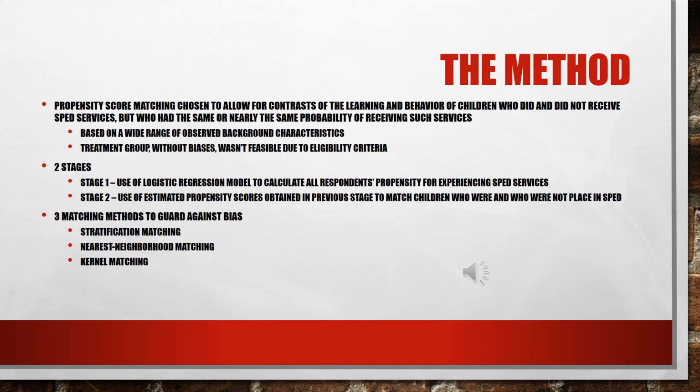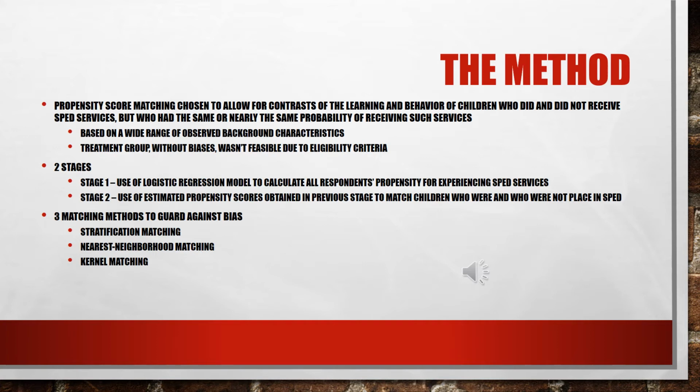Propensity score matching was chosen for this particular study to allow for contrast of the learning and behaviors of children who did and did not receive special education services, but who had the same or nearly the same probability of receiving special education services. The study considered a wide range of observed background characteristics, and the treatment group was not able to be randomized and exclude biases due to eligibility criteria.